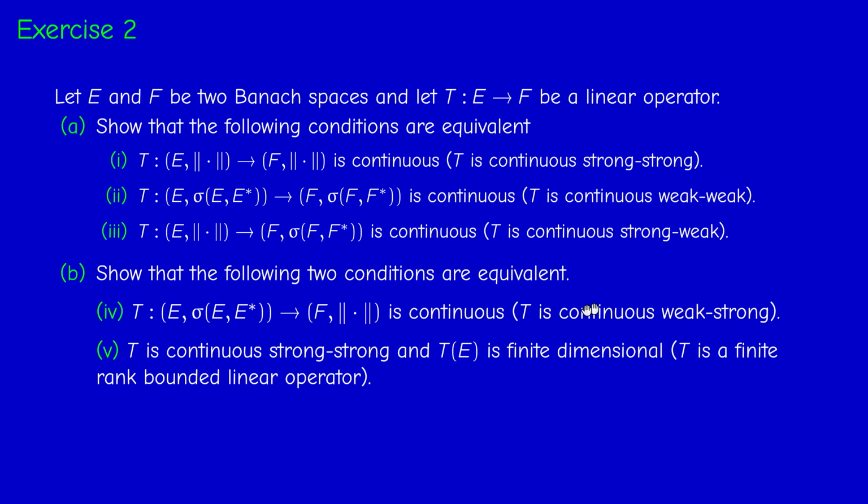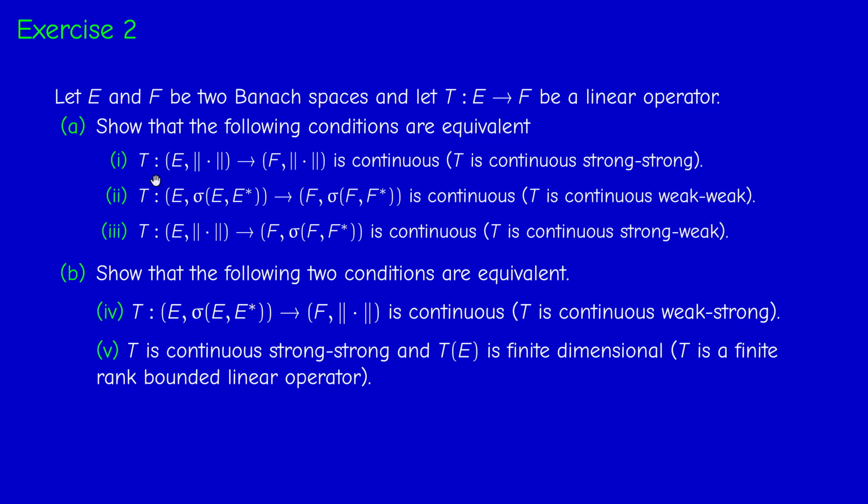And continuity weak-strong is in general not equivalent to these. So the first three conditions are equivalent. This is what you have to prove. And in the second part, you have to prove that continuity weak-strong is actually stronger than these three conditions. It means continuity strong, and something very restrictive, that T is a finite rank operator, which means that the image of T is a finite dimensional subspace of F. So this is something very restrictive. Okay, so step by step.